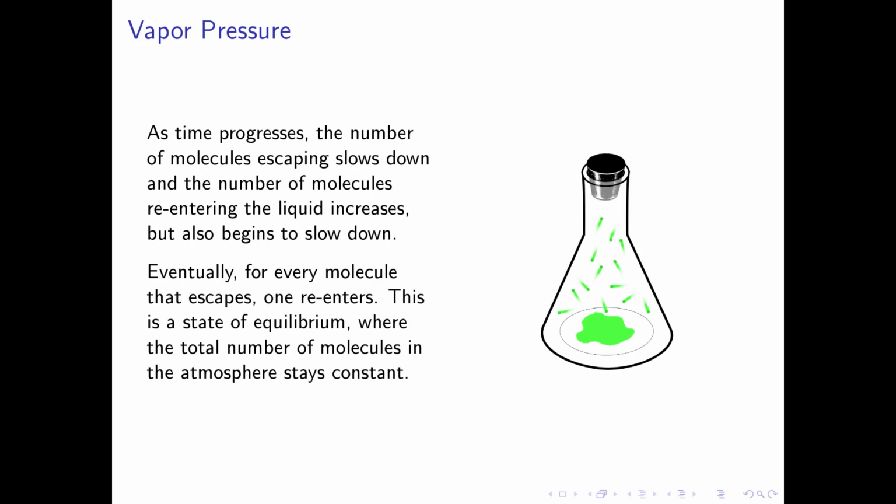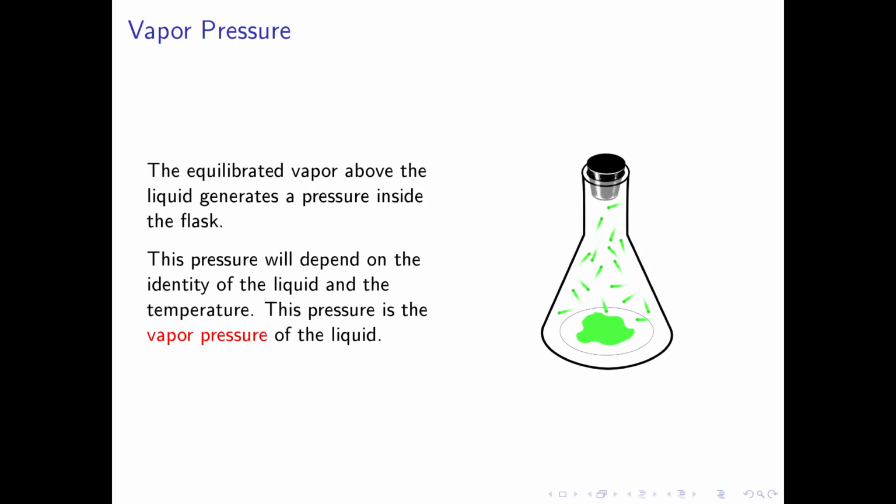As time progresses, the number of molecules escaping slows down, and the number of molecules re-entering the liquid increases, but also begins to slow down. Eventually, for every molecule that escapes, one re-enters. This is a state of equilibrium, where the total number of molecules in the atmosphere stays constant. This now equilibrated vapor above the liquid generates a pressure inside the flask. This pressure will depend on the identity of the liquid and the temperature. This pressure is the vapor pressure of the liquid.